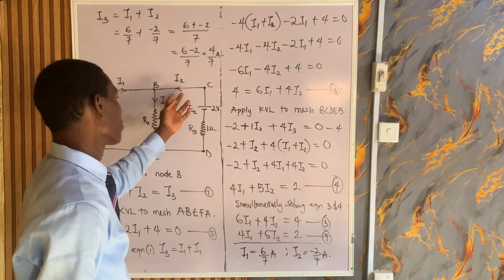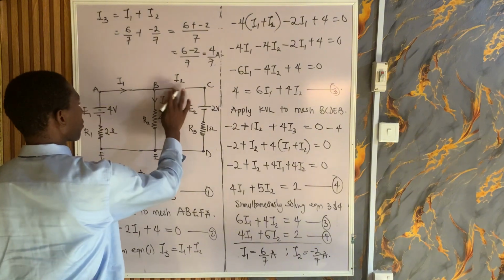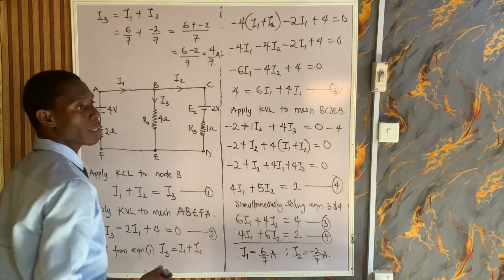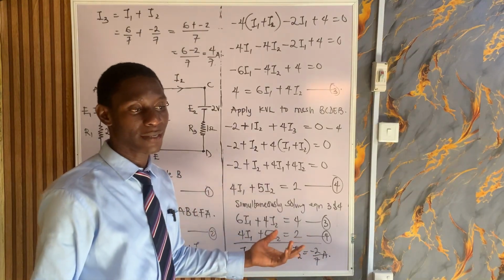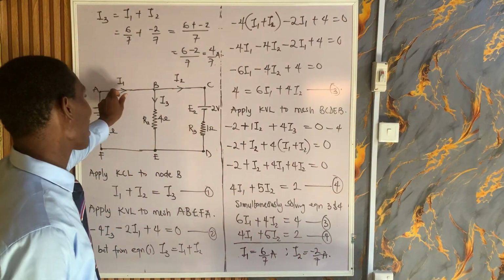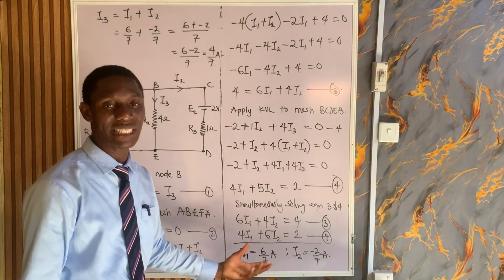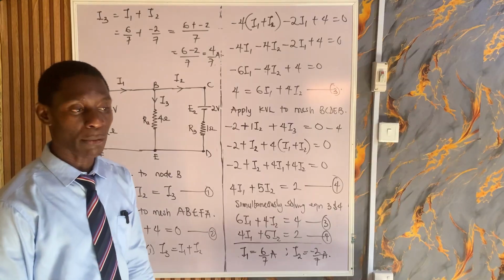What would have happened if somebody had chosen the other direction for I2 and then taken this direction for the question? Well, quite easy. The person would have gotten I2 to be 2/7, not minus 2/7, the same value, just a difference in sign. If someone had taken the other direction for I1, we would have gotten minus 6/7. That's just what happens, but your value will be the same, just the sign would differ.